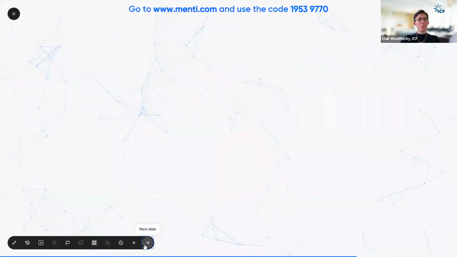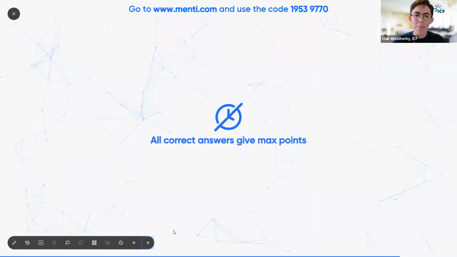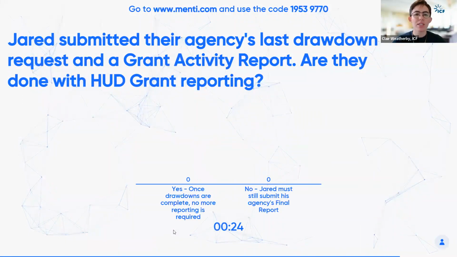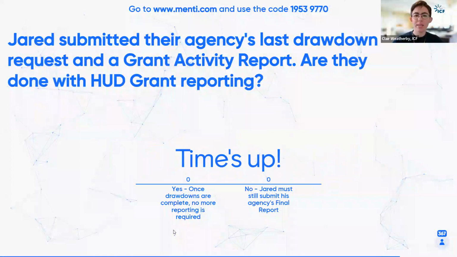And I believe we have one more question for you here. This is the final quiz question. And the question is, Jared submitted their agency's last drawdown request and a grant activity report. Are they done with HUD grant reporting? So Joel just talked about this a bit. It could either be that, yes, once drawdowns are complete, no more reporting is required. Or maybe you think that actually Jared still must submit his agency's final report. Let us know what you think. Get your answers in. You have 1 second.